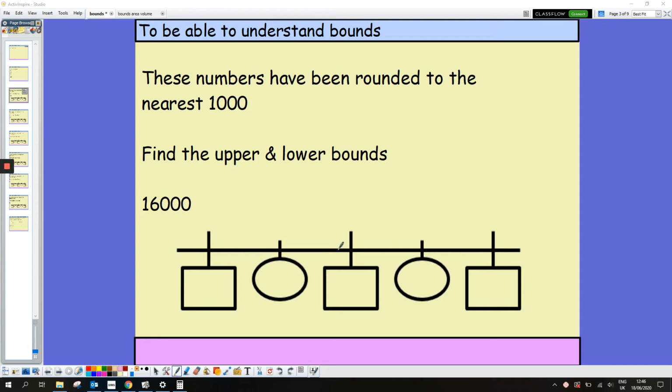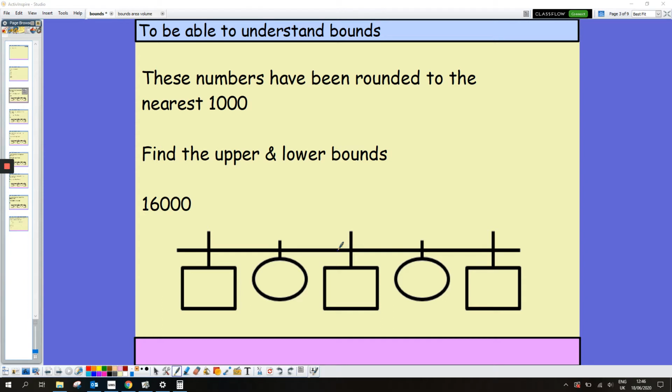Year 9, just a quick video to remind you about bounds and how to find the area of a rectangle using bounds. It's your work on Maths Watch this week as well as the quiz on Show My Homework.